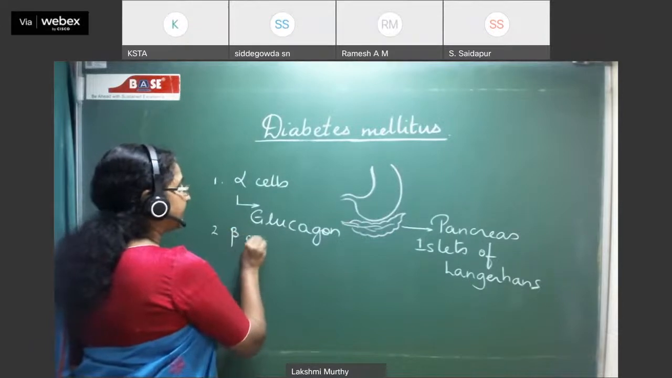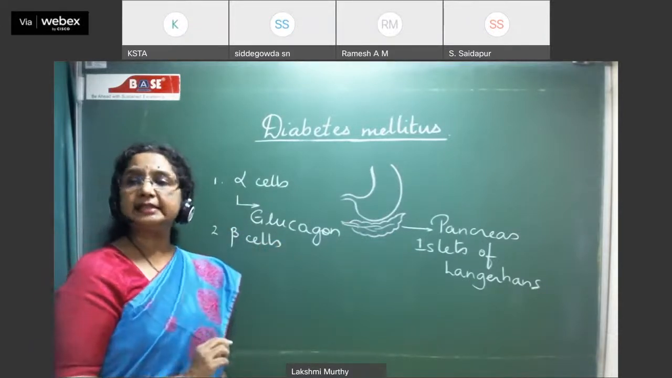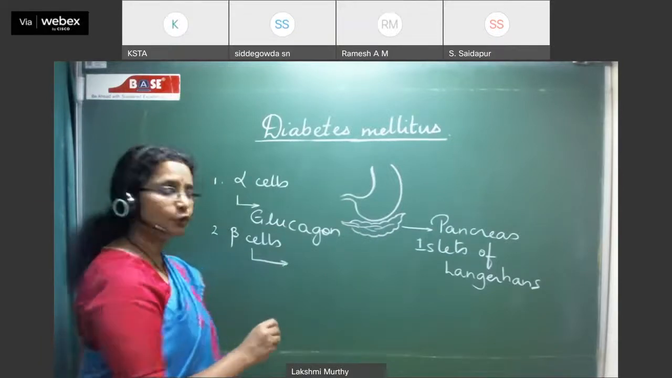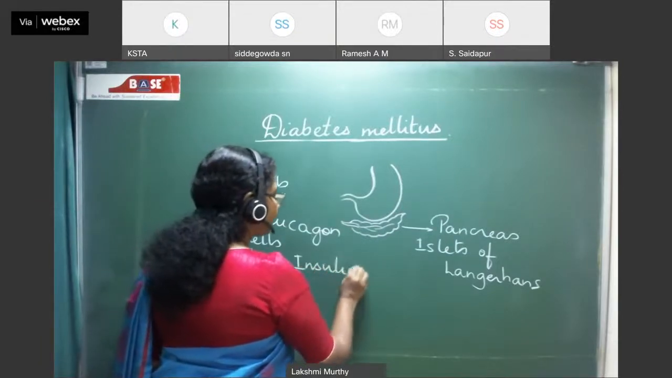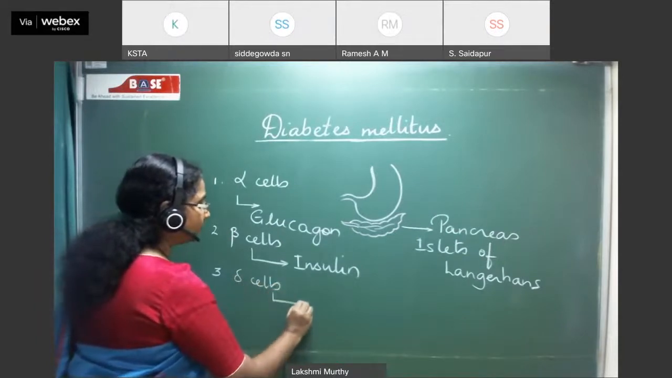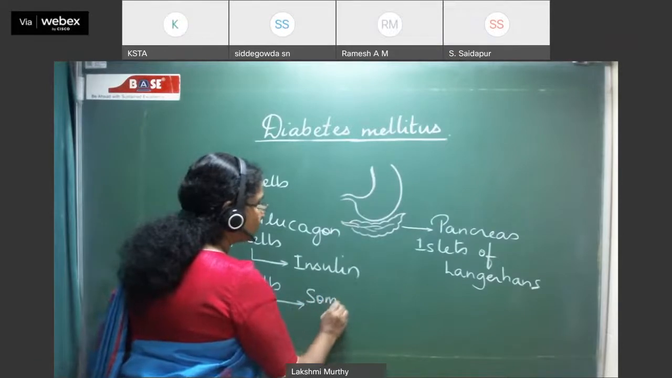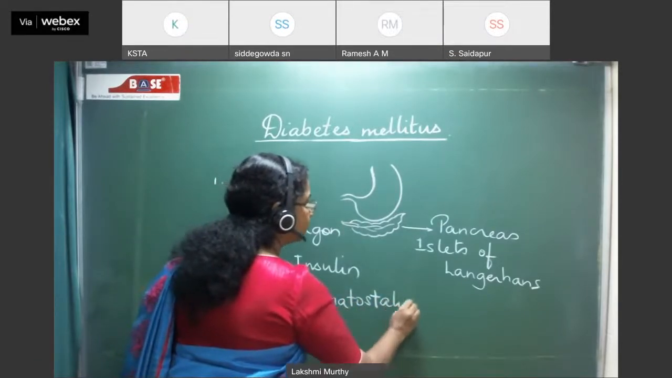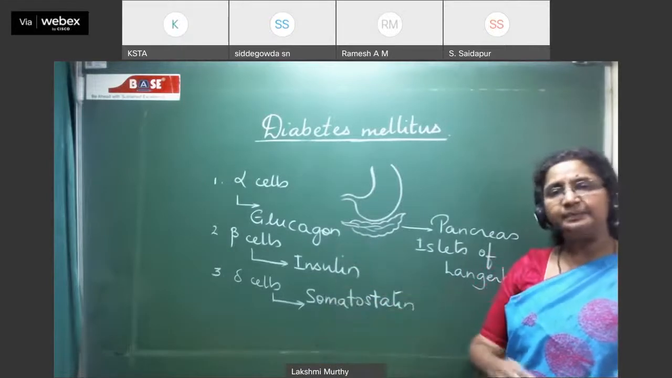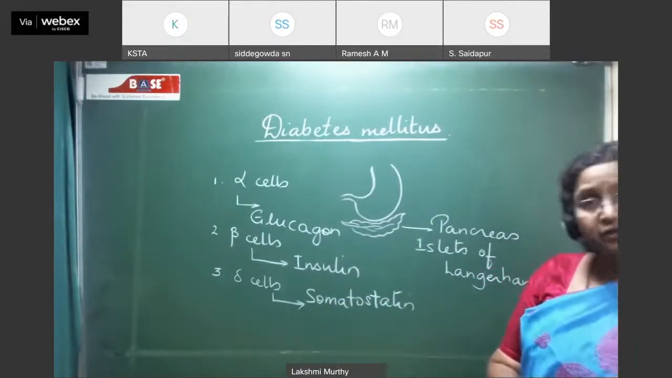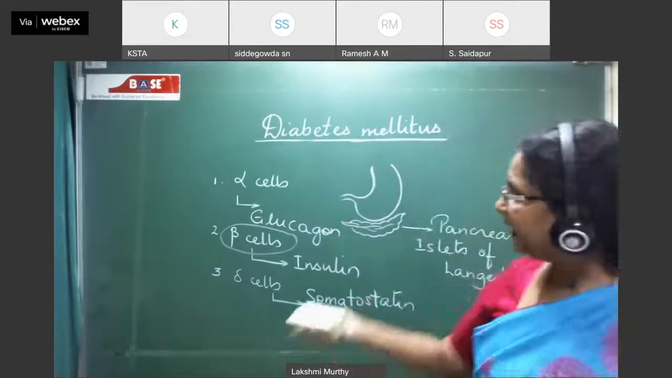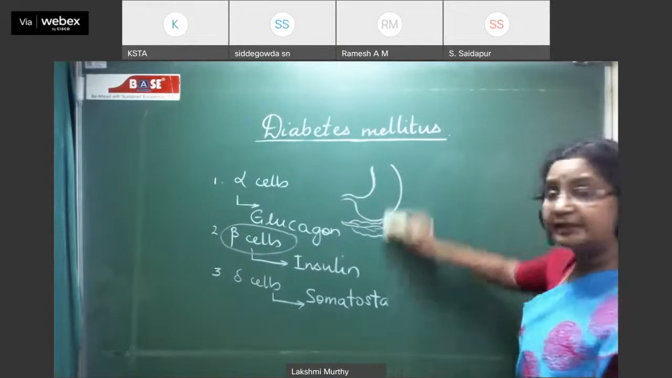Next, you will find beta cells. These are the cells that we are going to be interested in today. Beta cells make a very well-known hormone called insulin. And then you have the third type of cells, the delta cells, and they make another hormone called somatostatin. Please remember, the hypothalamus also makes somatostatin; this is another somatostatin. So there are three types of cells, and each one makes a unique type of hormone. We are going to be interested in these cells and the hormone they secrete, which is insulin. As I said, insulin is a hormone, so it is released into the bloodstream.